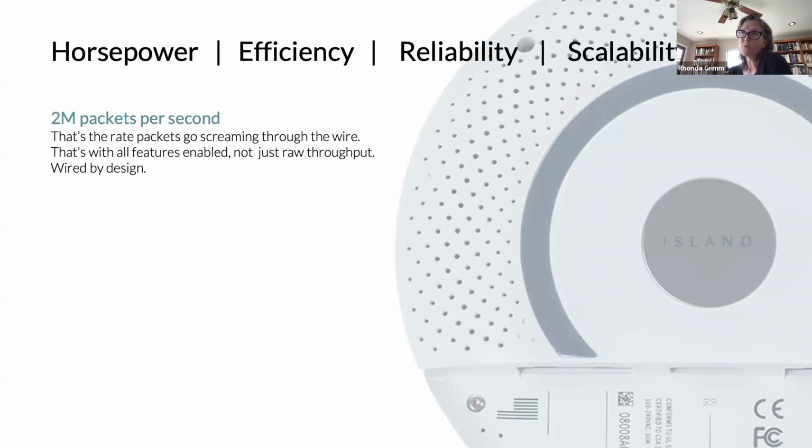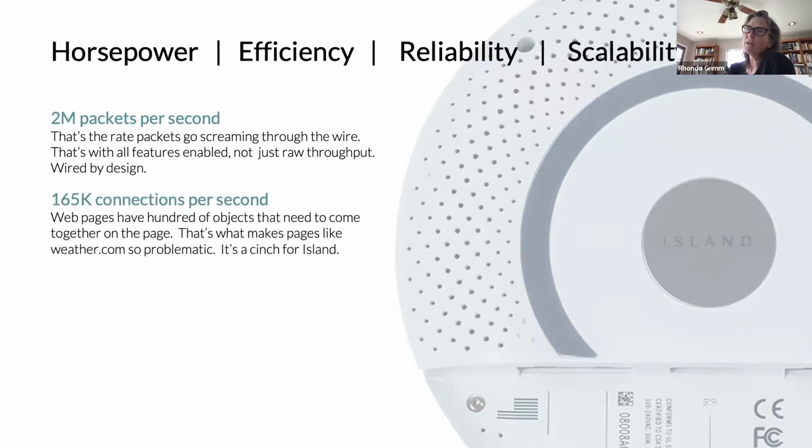And again, we're wired by design because we wanted to unburden the Wi-Fi capability. Let Wi-Fi do Wi-Fi. We're concentrating on these packets. So that is your horsepower. It's extremely important. You don't want to get bogged down in a lot of network drag.